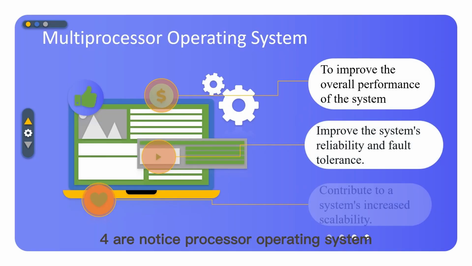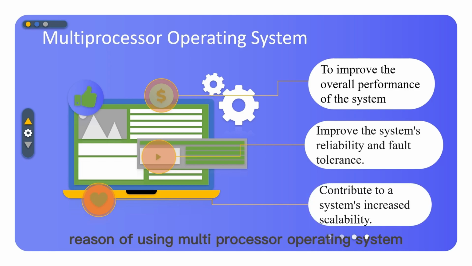Multiprocessor operating system. The main reason for using a multiprocessor operating system is to improve the overall performance of the system by utilizing multiple processors in parallel to execute tasks. The operating system can manage several jobs at once when there are multiple processors because it can divide up tasks among them. This could increase the system's overall speed and efficiency.